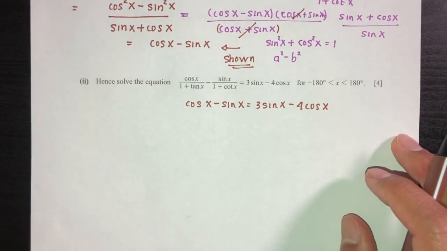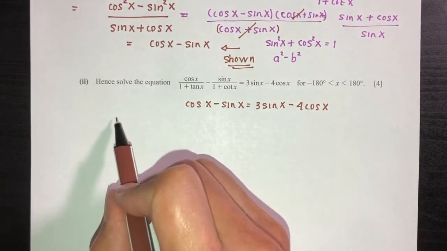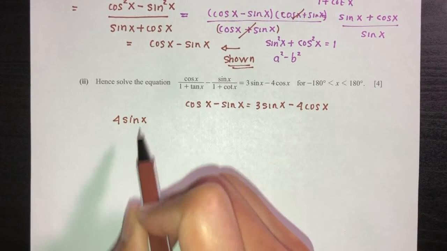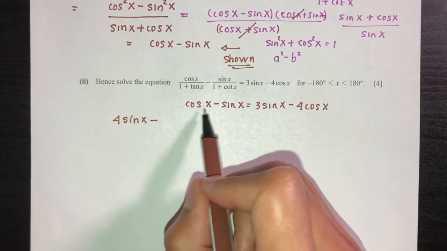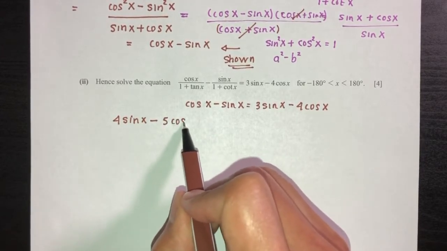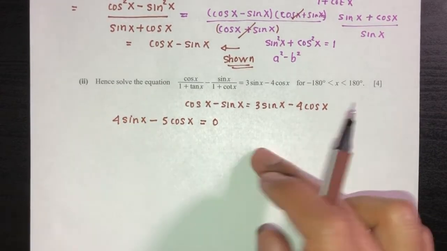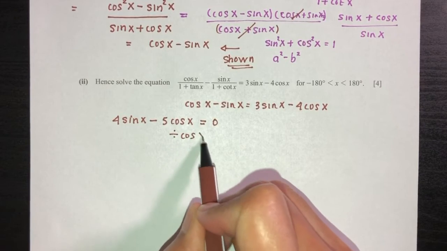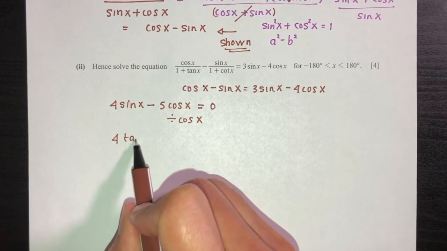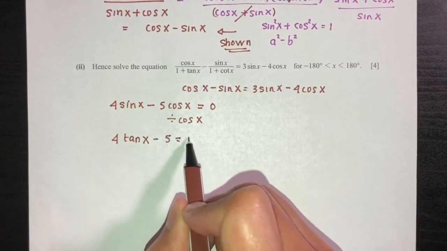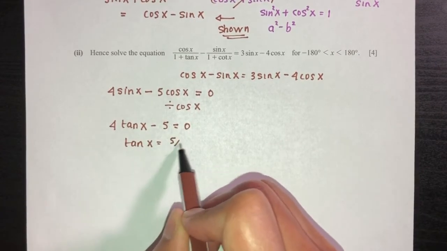So first step, we have to send everything to one side. Sending this one over here, you will have 4 sin x minus, this is minus 4 minus 1, minus 5 cos x equal to 0. So next thing we can do is divide everywhere by cos x. You will have 4 sine divided by cos, which is tan x, minus 5 is equal to 0. So tan x is equal to 5 divided by 4.